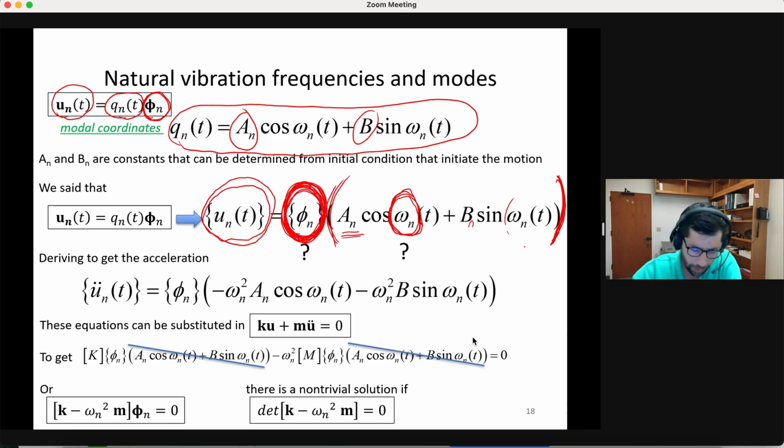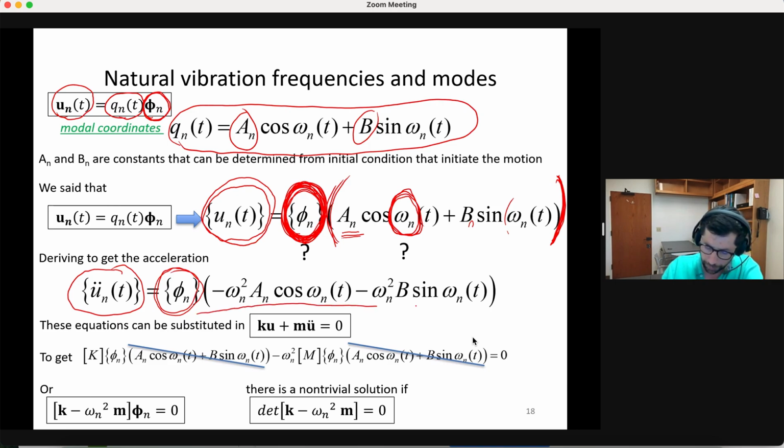Okay? Well, I can derive this equation to obtain the acceleration. The acceleration must be proportional to the mode shape. The mode shape is not changing when I derive. What's happening is that, as for the single degree of freedom system, this will be now the derivative to obtain the acceleration. And therefore, I can now replace this result into the equation of motion.